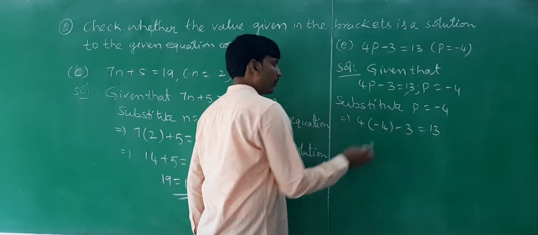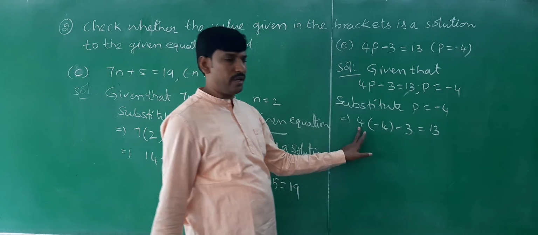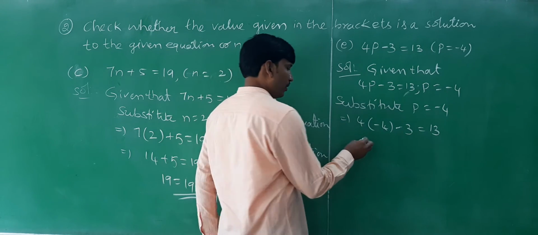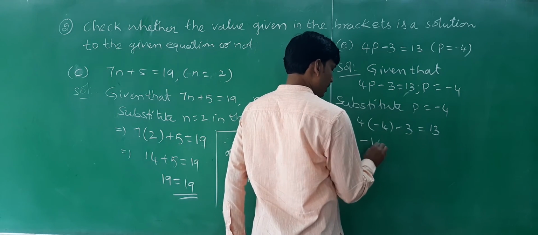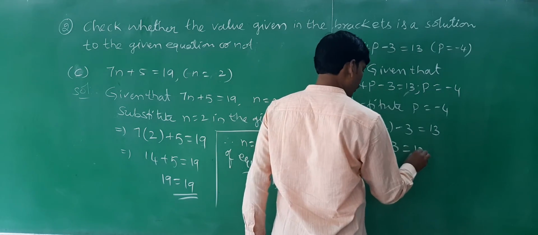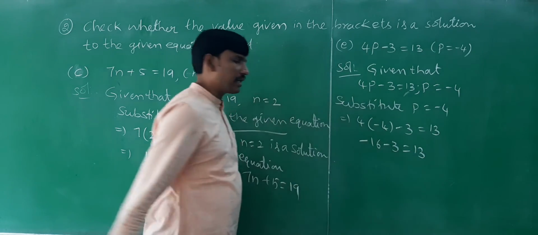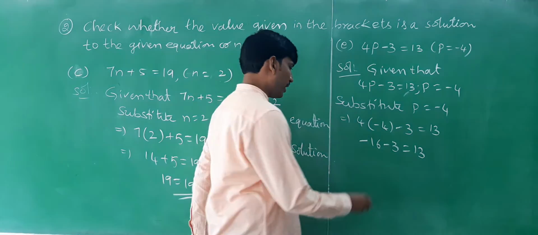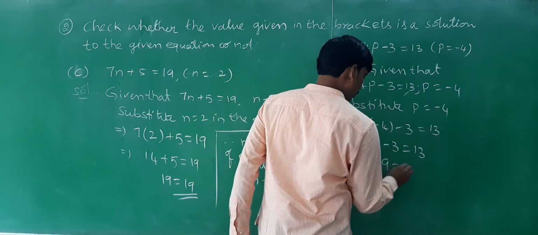So 4 into 4: one is a positive integer, one is a negative integer. When we multiply one positive and one negative, we get negative only. So 4 4s are 16, minus 16 minus 3. Here both are negative integers, so we add and keep the negative sign. So minus 19 is equal to 13.